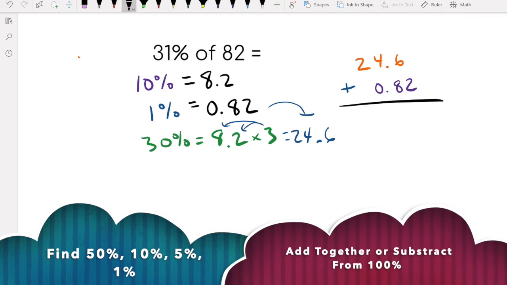So to add these numbers together, I know this 2 here is in the hundredths place, and that's just going to stay there because there's a 0 in the hundredths in that spot. Then I add 8 tenths to 6 tenths, and I get 14. So I have 25.42, and this is my final answer.